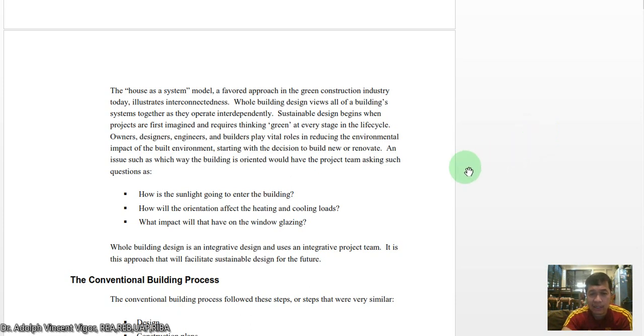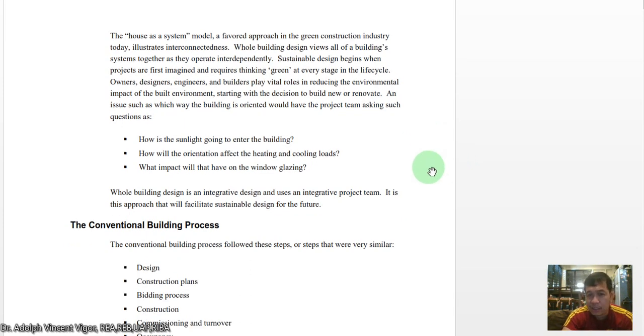So whole building design is an integrative design and uses an integrative project team. It is this approach that will facilitate sustainable design for the future. So when you say integrative project team, you're not only talking about the architect, you're talking about the architect and the other professionals, which are also important in the planning, design, and construction phases.